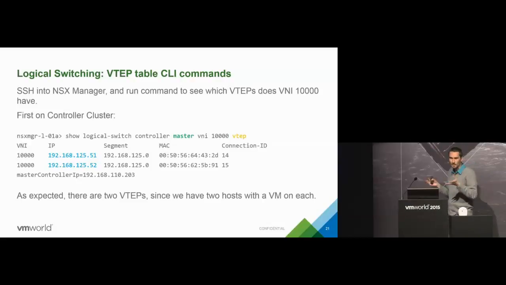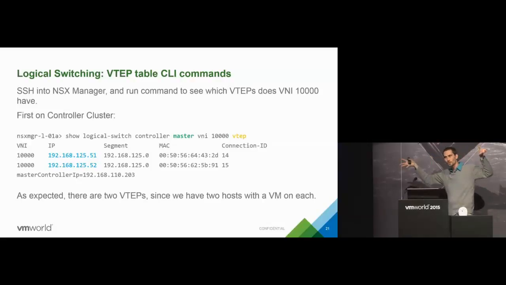Okay, so let's have a look at the VTEP tables. Remember, we had our nice little diagram with the controller having some VTEPs and hosts having some VTEPs. So let's have a look at what it looks like. In 6.2, we've added the centralized CLI in NSX. So you don't need to jump around the system to look at things most of the time. You can SSH into NSX Manager and run commands to look at a variety of tables spread across your hosts and controllers and whatnot.